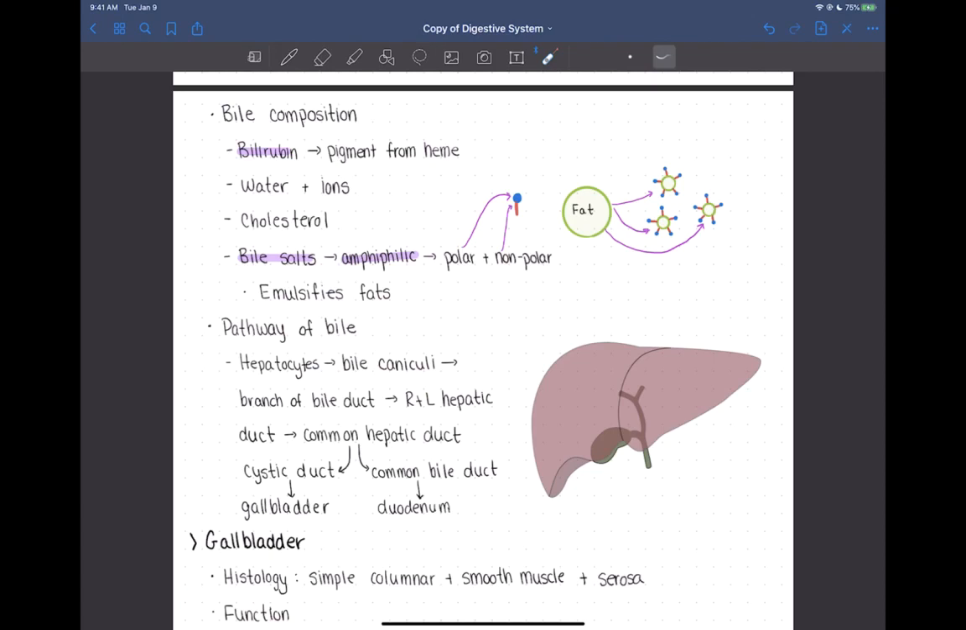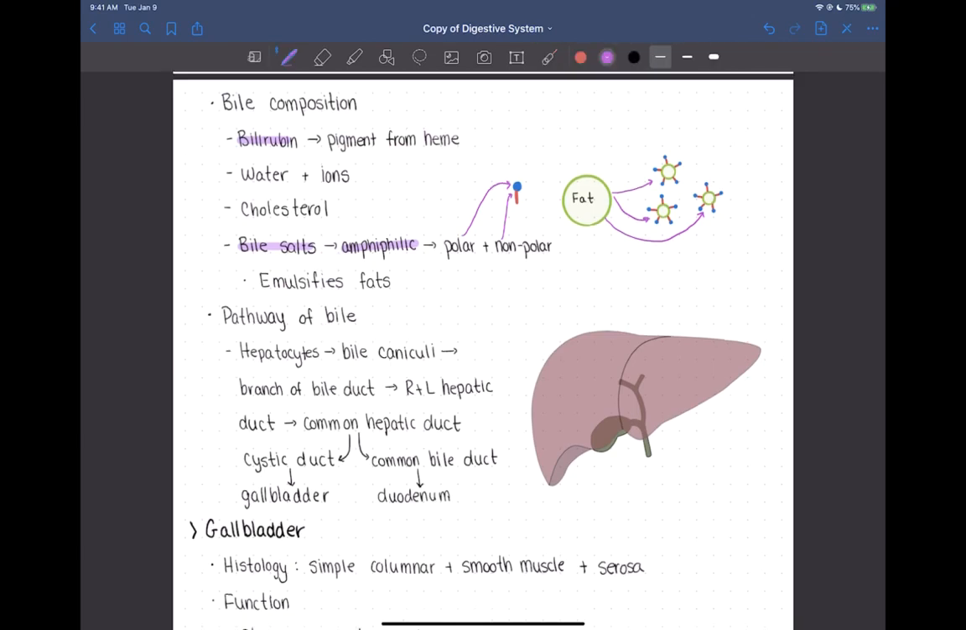Okay, and so then emulsifying the fats. One other important function of that is taking this big blob of fat and making it into smaller droplets. That's important because the enzymes that are going to break down the fats would have a really hard time chewing through the outer layer of fats and getting to all the fats on the inside.